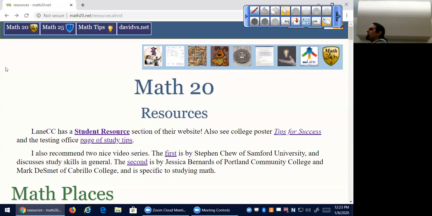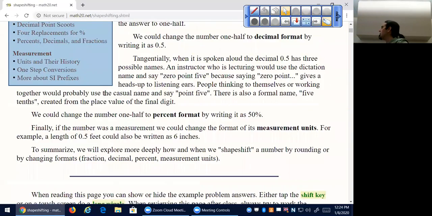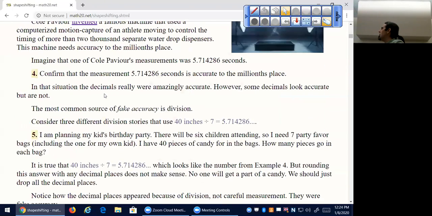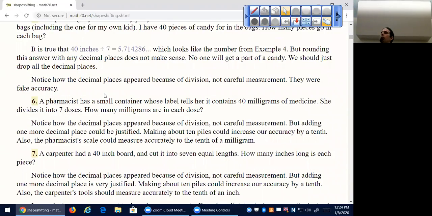Okay, so let's start with review. We did rounding Monday and then barely started fractions. So let's look at what we did. We talked about place value and how decimals sometimes have accuracy because we really measured things carefully. We talked about how division can give us lots of decimal points that are phony. No one actually measured things that carefully. It's just that when you do division, you get decimal places. So how many should you keep?